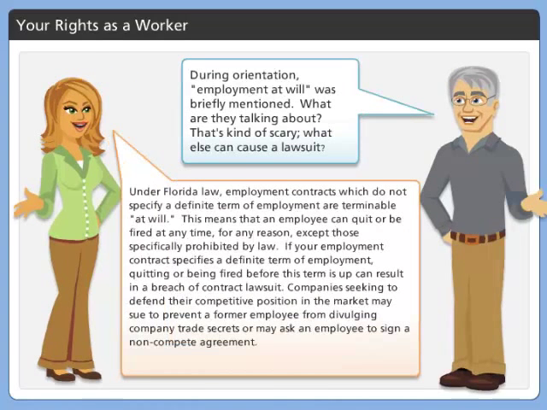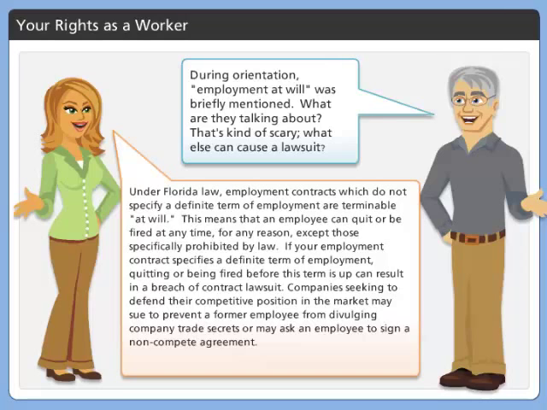During orientation, employment at will was briefly mentioned. What are they talking about? Under Florida law, employment contracts which do not specify a definite term of employment are terminable at will. This means that an employee can quit or be fired at any time for any reason except those specifically prohibited by law. If your employment contract specifies a definite term of employment, quitting or being fired before this term is up can result in a breach of contract lawsuit.